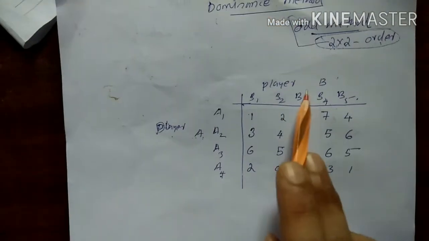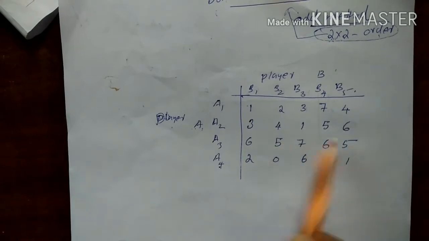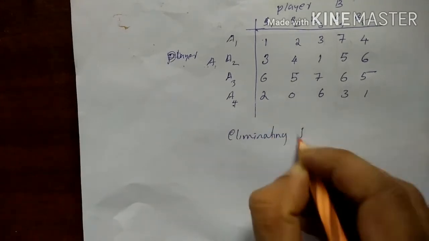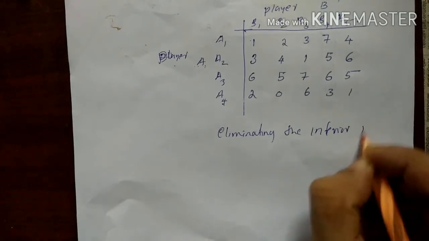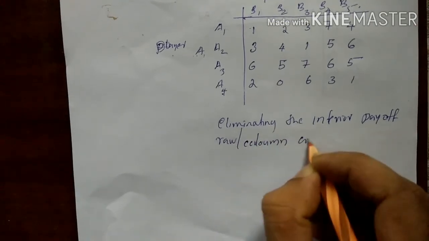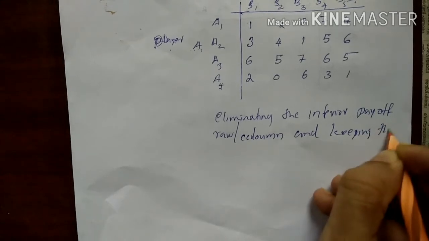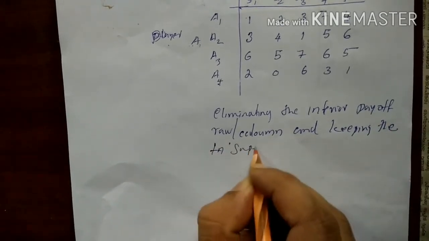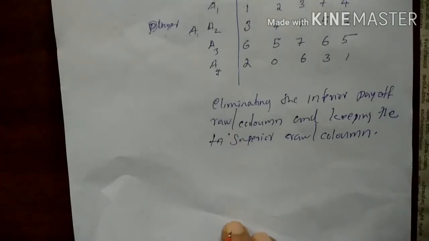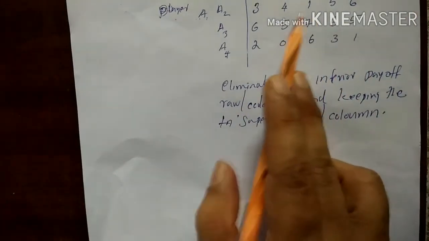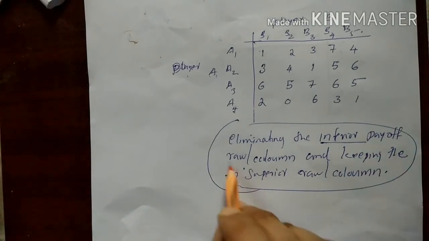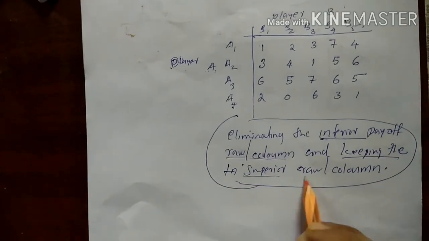Here dominance means dominating the rows and columns by each other. So in the dominance method, we are eliminating the inferior row or column and keeping the superior row or column. So let us look at how to eliminate the rows and columns by following this rule. That means eliminating the inferior row or column and keeping the superior row or column.